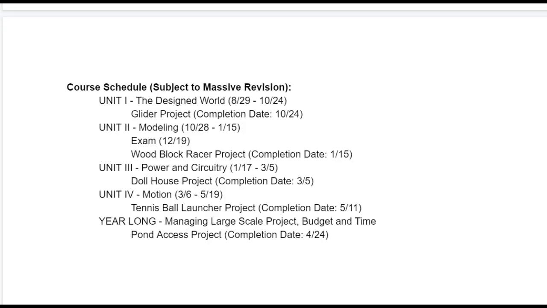The course only has 4 units. The first 2 are in the first semester. It's basically 1 unit per quarter, give or take a little bit.